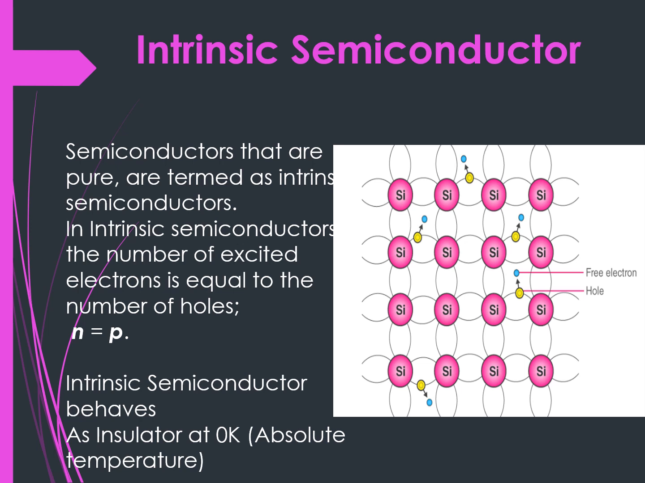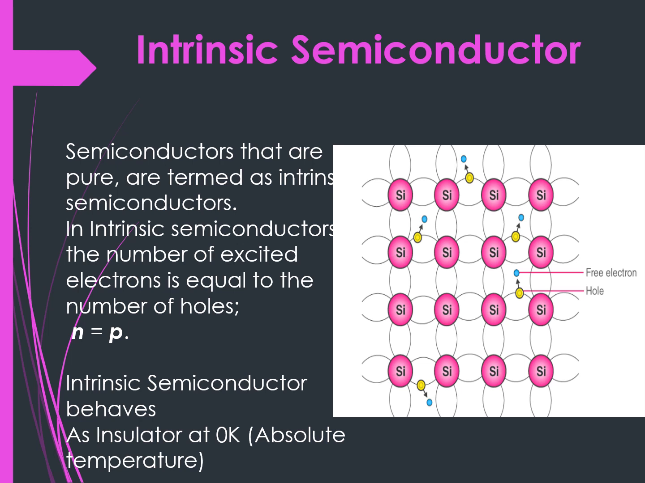The number of free electrons per unit volume, that is the electron density, is equal to the number of holes per unit volume, that is the hole density. So what happens is, an intrinsic semiconductor is a pure semiconductor. If it is silicon, the whole element is made up of silicon atoms only, or germanium, etc. No other atoms are present over there. So an intrinsic semiconductor is a fully pure semiconductor.